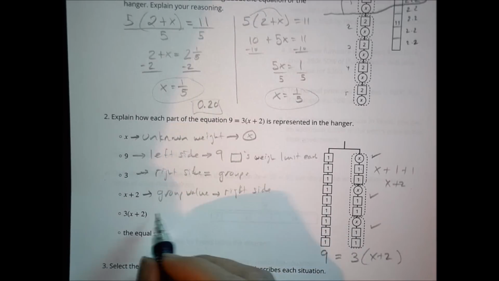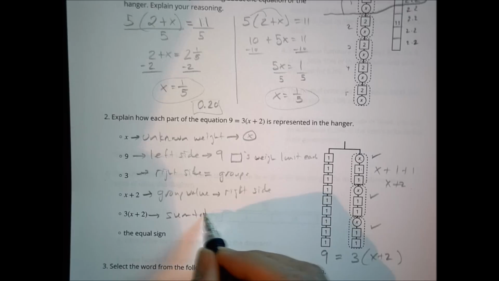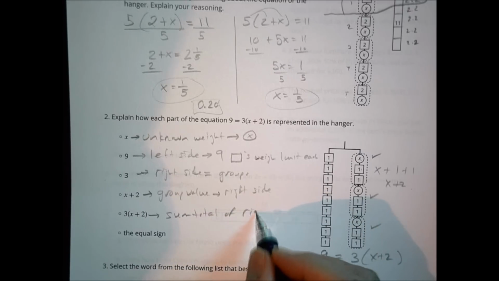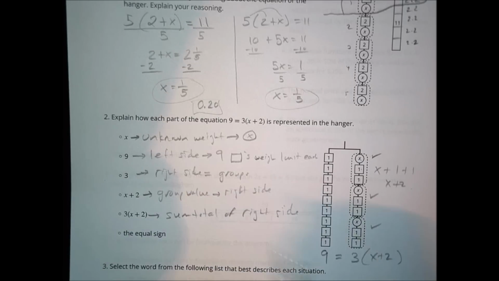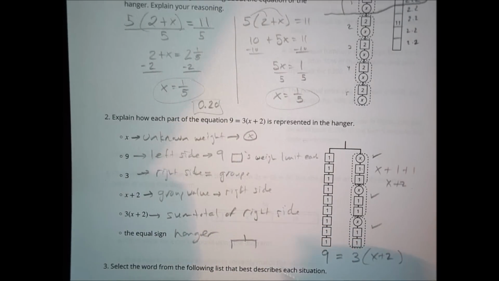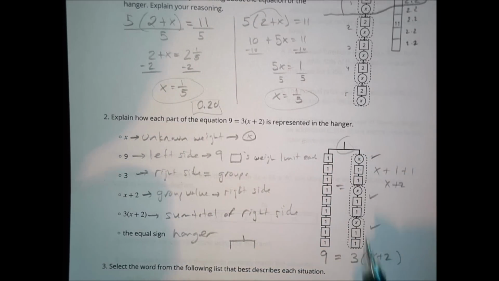And this one here is going to be the sum total of the right side. That's the whole thing, 3 times that. The equal sign is going to be the hanger. That's where the equal sign is. This is our equal sign, because this equals that, so it's shown by the equal sign. That's why it's balanced like that.